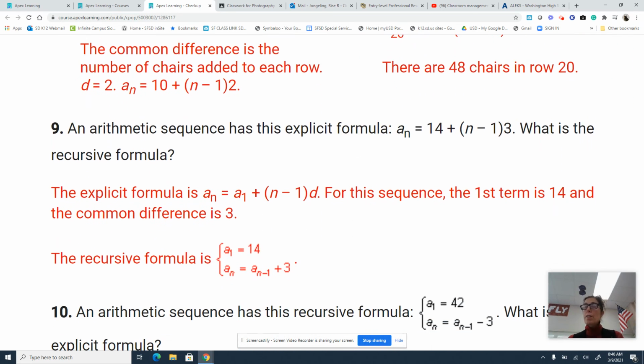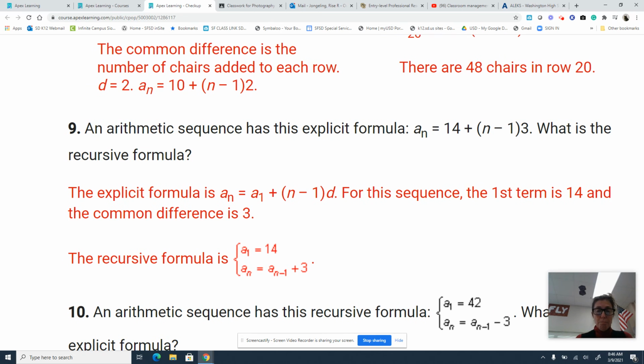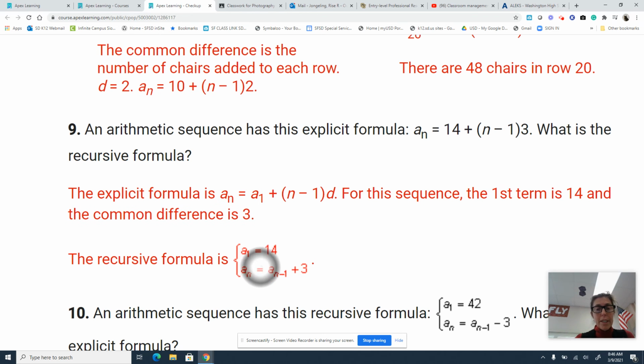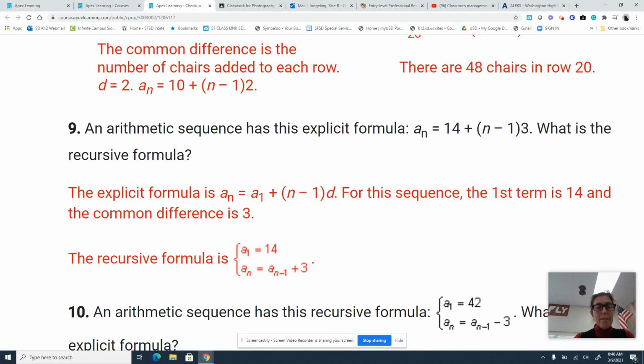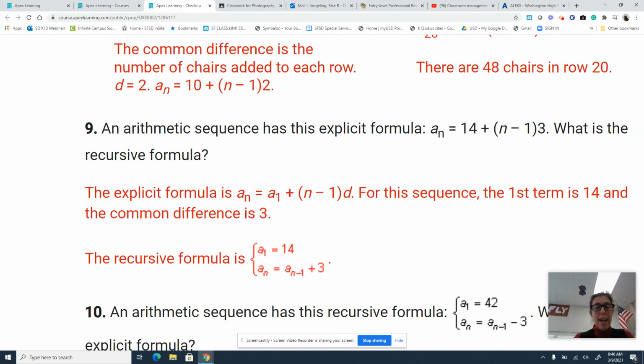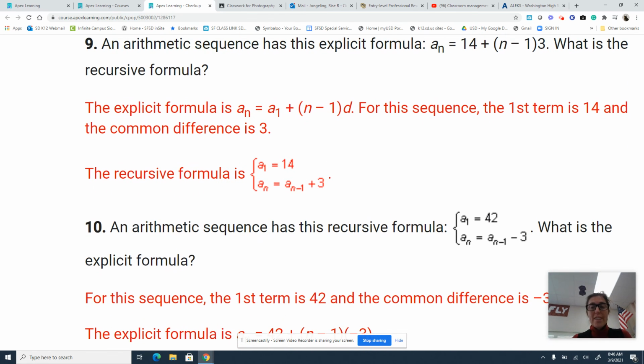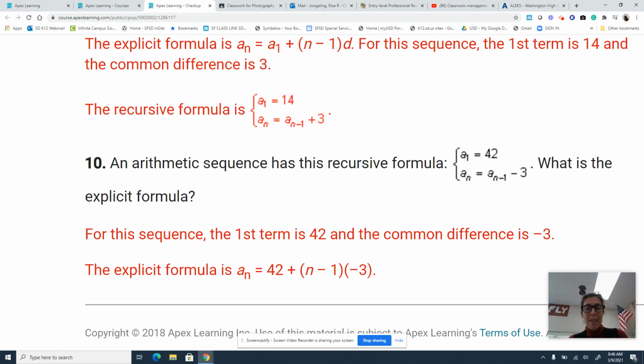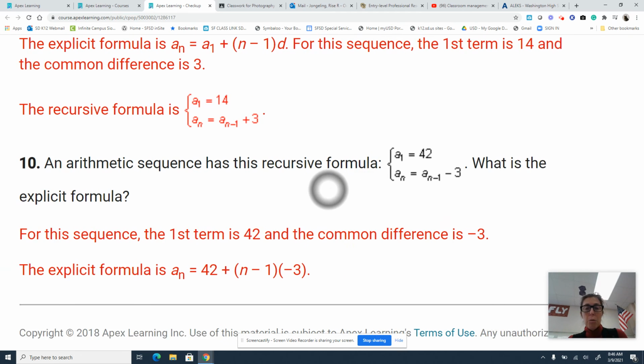Okay, so all you're using is 2 different formulas in here. One is the explicit formula, which is right here. And the other one is the recursive formula, which is right on the bottom right here. Okay, so we have the explicit formula and the recursive formula. Feel free to write those down in your math notebooks. And then here we're going to work it backwards.